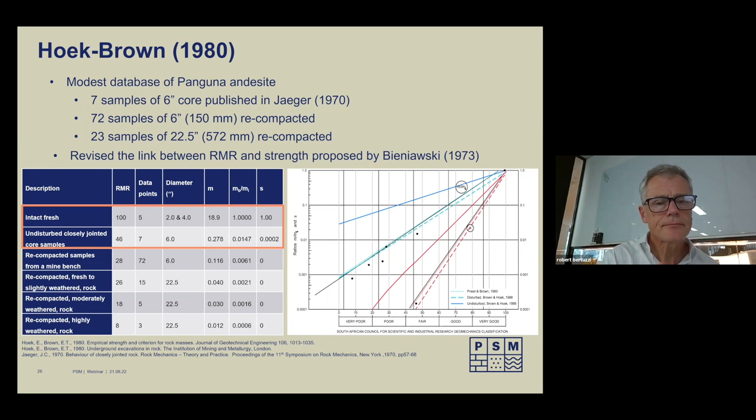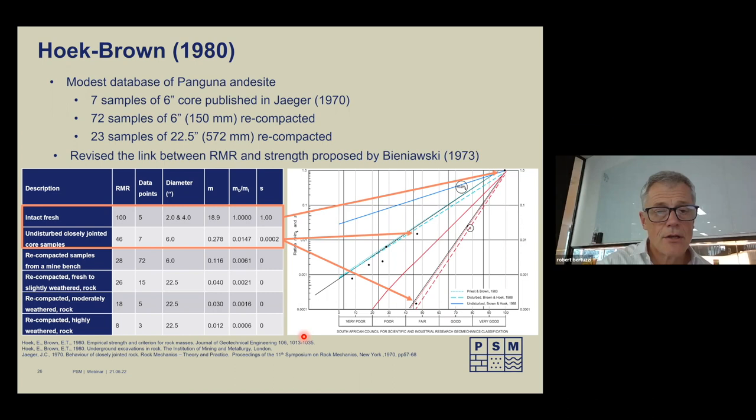Hoek-Brown continued that, they revised that little connection between a class of rock and the strength, and they plotted it here on this chart. So there's the RMR rating, the classification. This is their Hoek-Brown parameters, m and s. They're the Hoek-Brown parameters. And here are the dots.